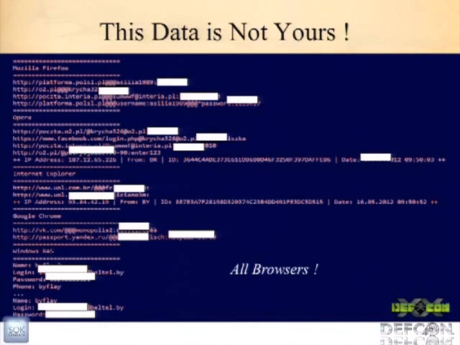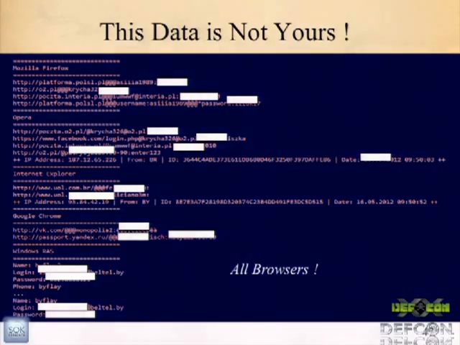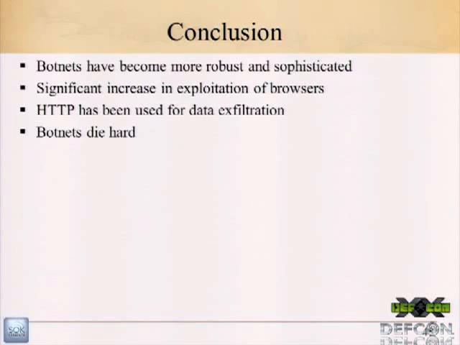And once this data is extracted from the system, it's not yours anymore, and it gets sold in the underground market and things like that. So the conclusion, looking at this kind of scenario and the techniques we have discussed here, is that botnets have become more robust and sophisticated. There is a significant increase in the exploitation of browsers. Browsers provide a window to the internet, so it's always good to exploit them. HTTP has been used as a preferable protocol for data exfiltration.